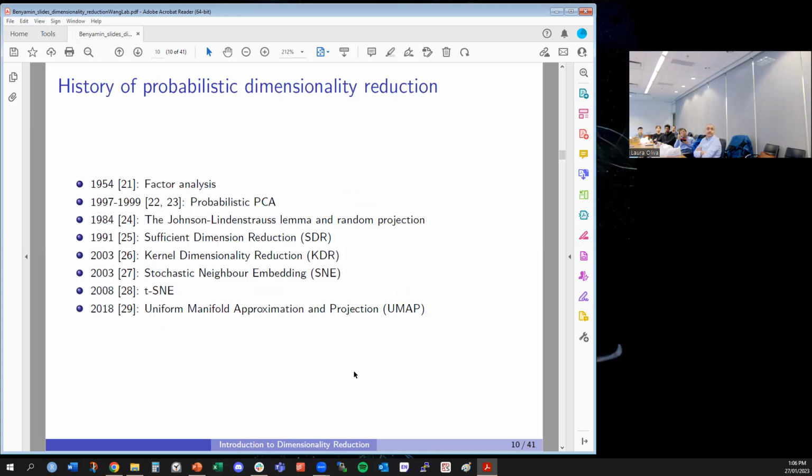Now, history of probabilistic methods. In 1954, factor analysis was proposed. What is factor analysis? Again, it says that we have some data with some latent variable. Do you remember the probabilistic approach that we talked about? Let's learn that latent variable using expectation maximization and maximum likelihood estimation. Probabilistic PCA was proposed in 1997 to 1999. That's a special case of factor analysis where you assume the noise is like a sphere, an identity matrix.